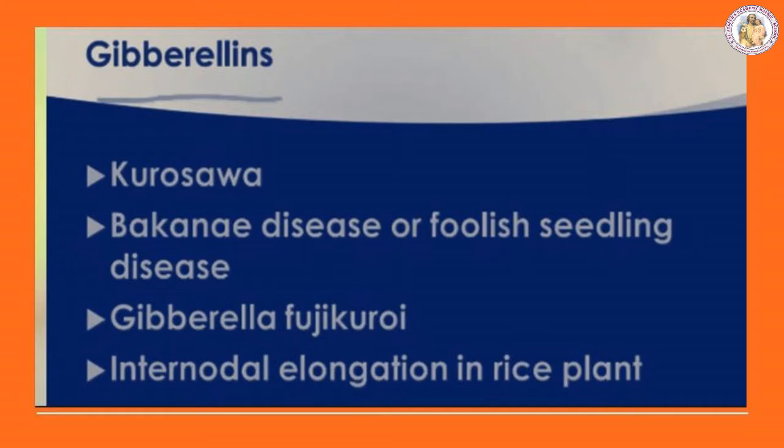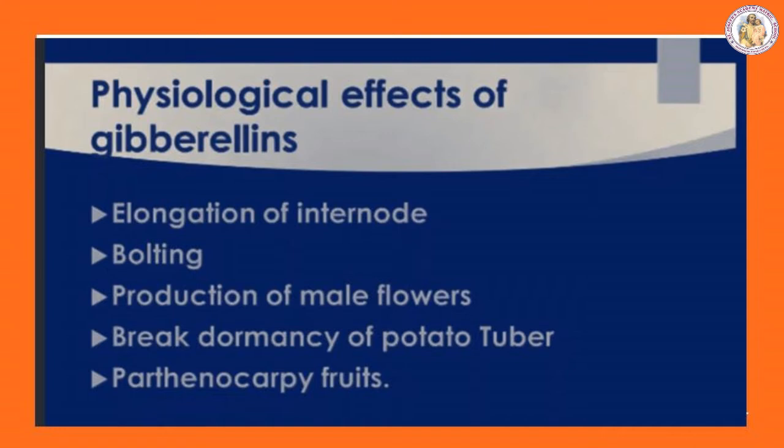Gibberellins are the most abundantly found of all the plant hormones. Kurosawa in 1926 observed Bakanae disease, or foolish seedling disease, in rice crops. This internodal elongation in rice is caused by the fungus Gibberella fujikuroi. These active substances were identified as gibberellic acid. Now we are going to see the physiological effects of gibberellins.